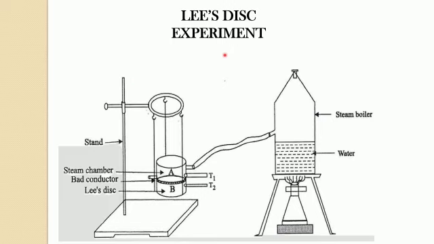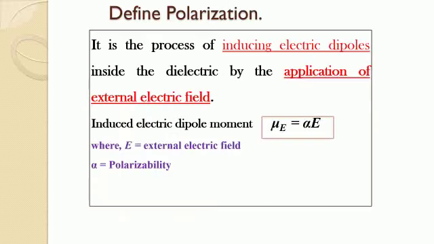Bad conductors do not conduct heat and electricity. But in Lee's disc experiment, we have seen when a non-conductor is placed between two metallic conductors, heat is transferred by means of conduction. Similarly, though dielectrics are insulators, they are going to store charges by means of polarization. Polarization is the process of inducing electric dipoles inside the dielectrics by applying an external electric field.